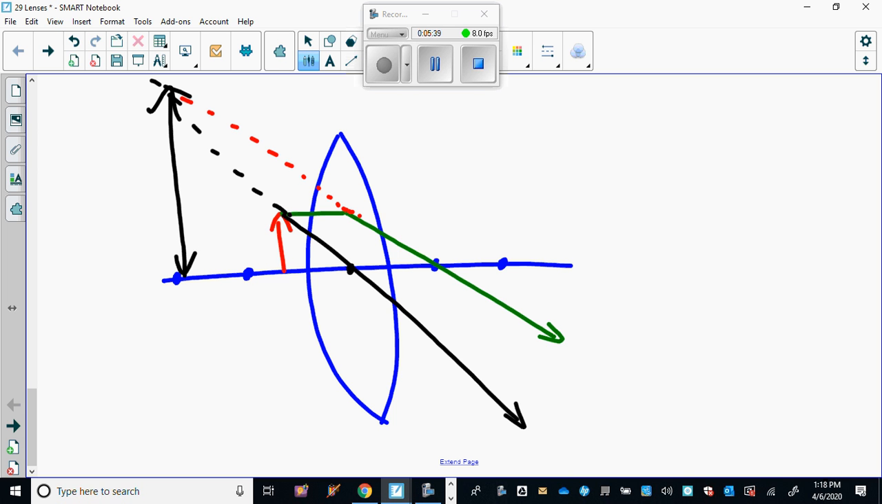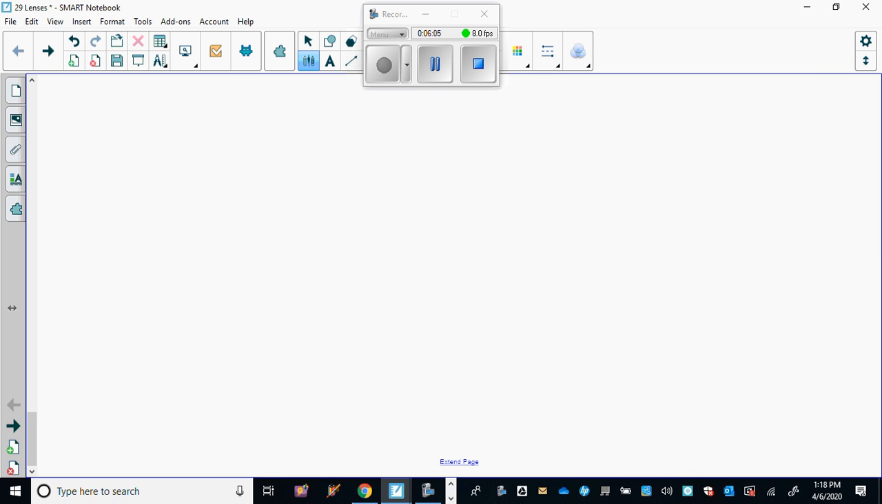And in this case, you're going to get that it's larger. It's right side up, so it's erect, and it's virtual because it's on the same side as the object. Again, the opposite of mirrors. So whenever you have to extrapolate the lines back through these dotted lines, then you get a virtual image. All right, and we'll do one more example. We'll just do a diverging lens.